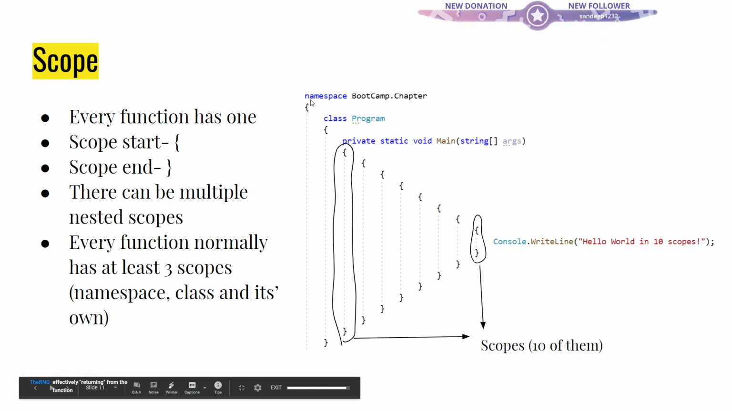And so every class, every function should have at least 3 scopes, which is namespace, a class, and the function itself. No need to talk about namespace definition yet, nor of a class. We'll talk about it later.